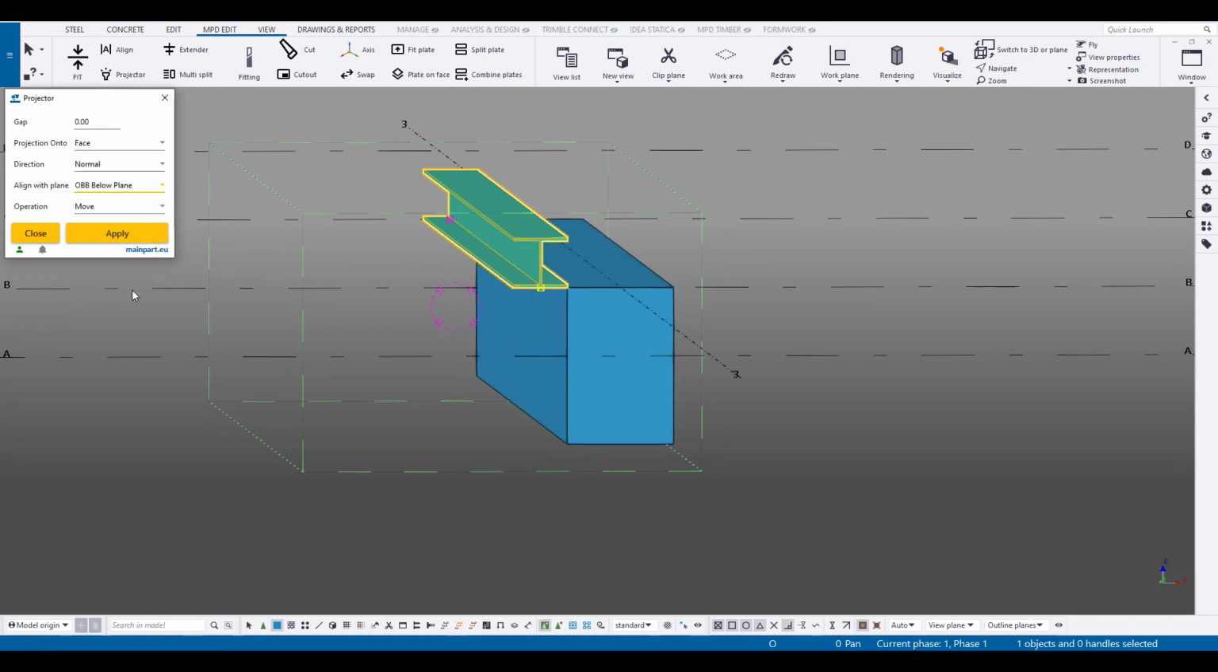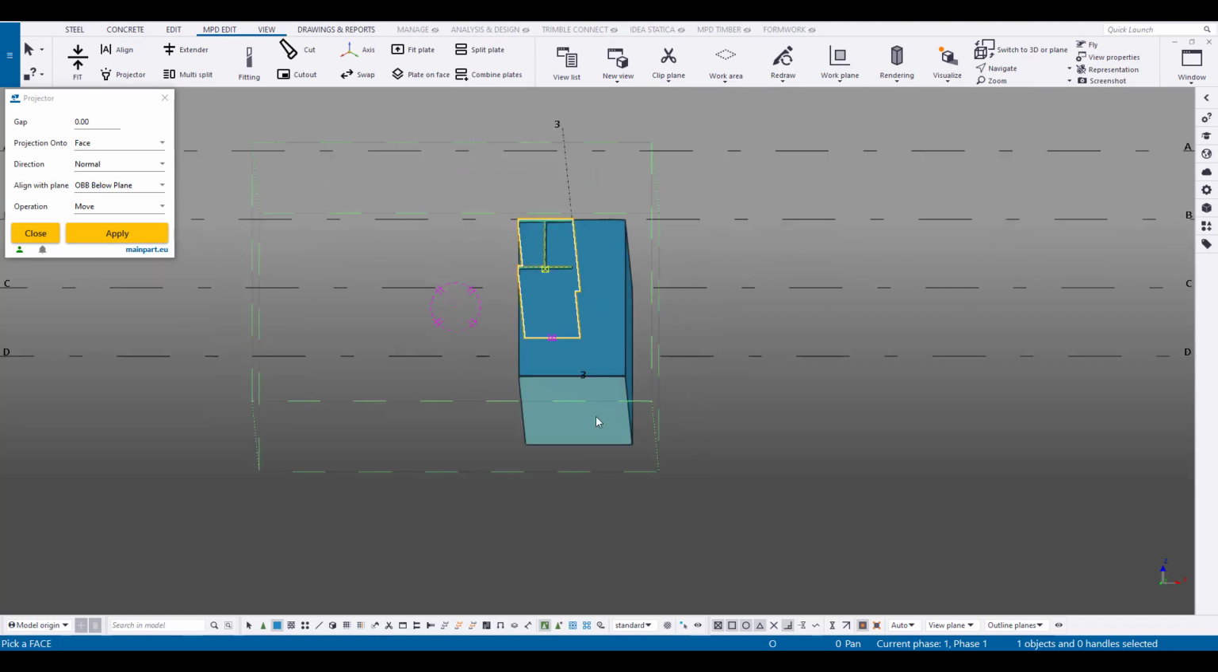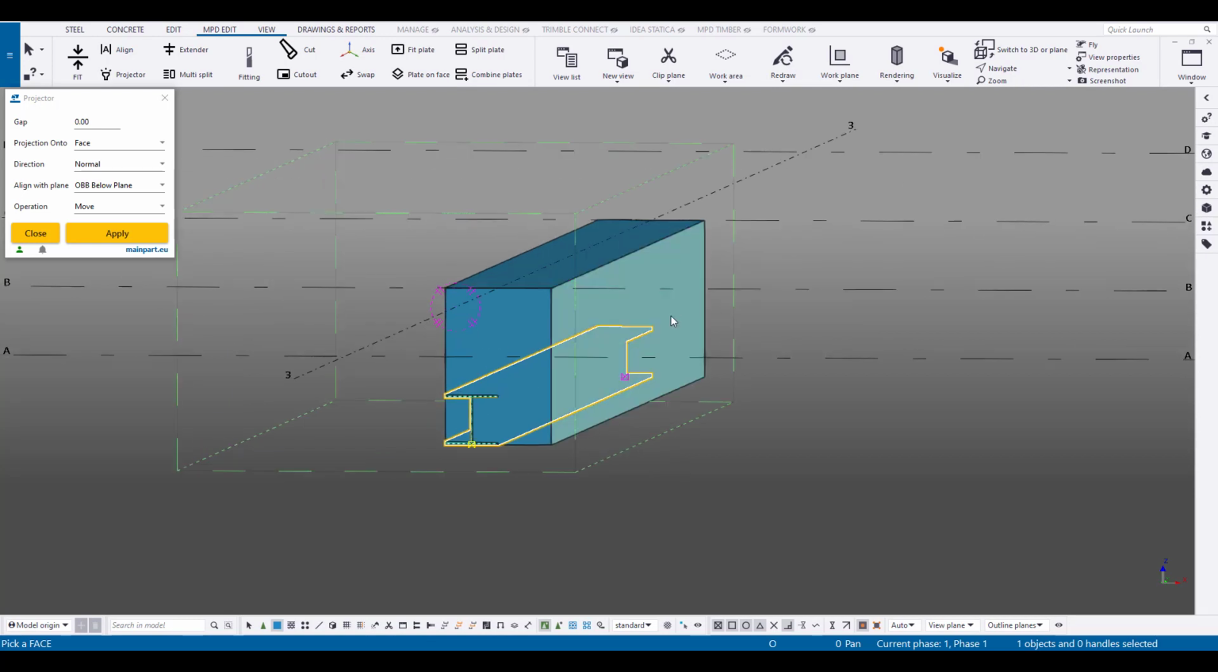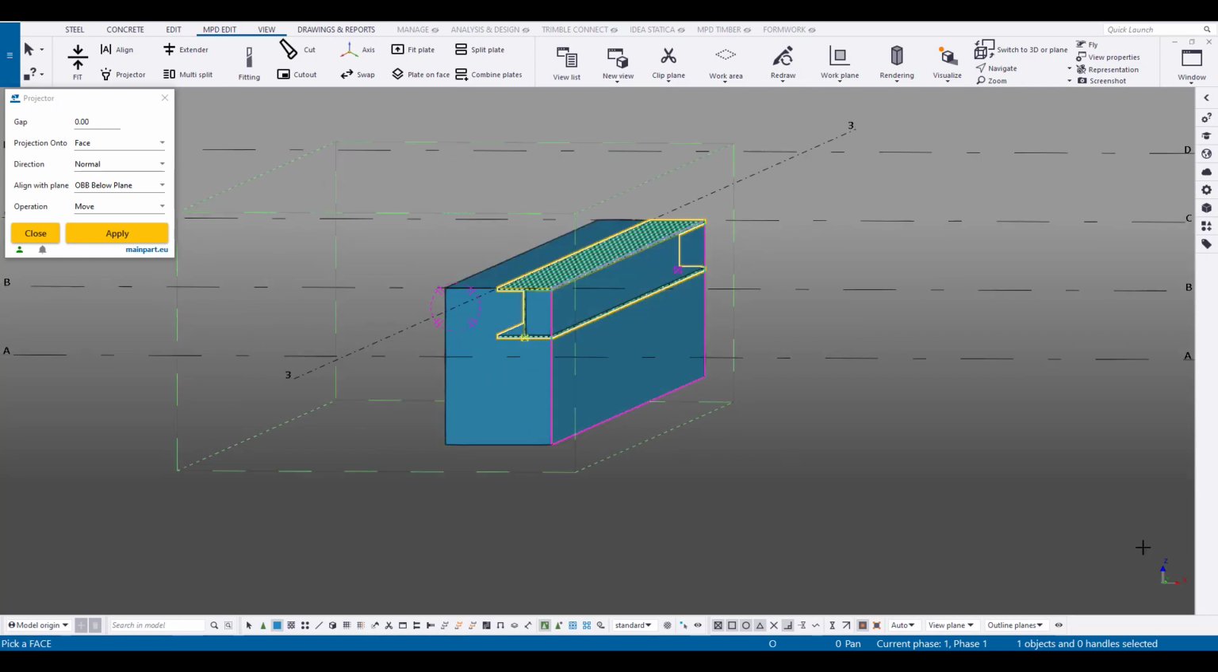OBB below plane. In this method, the part is projected onto the negative lower side of the plane and is fully positioned below this plane. These two options offer a variety of interesting possibilities for application.